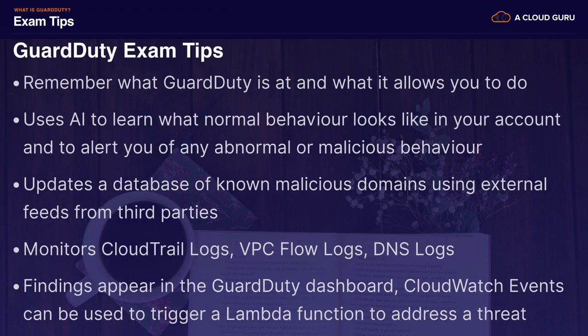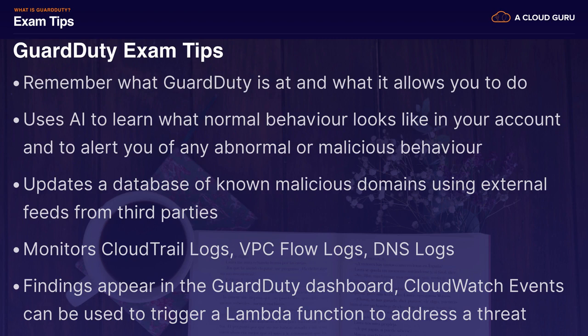Moving on to GuardDuty. Remember, GuardDuty is basically like a security guard or a police officer, keeping an eye on your account and alerting you to any untoward behavior, particularly in relation to your EC2 instances. It uses artificial intelligence to learn what normal behavior looks like in your account and to alert you of any abnormal or malicious behavior. And when you first configure GuardDuty, it spends the first 7 to 14 days creating a baseline, so building up a picture of what is normal in your account.